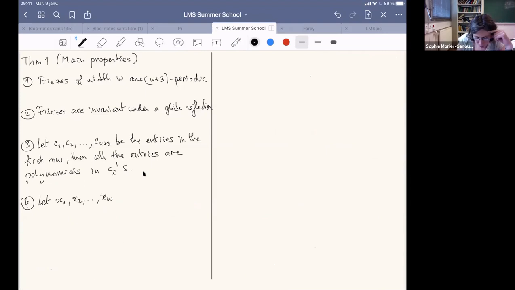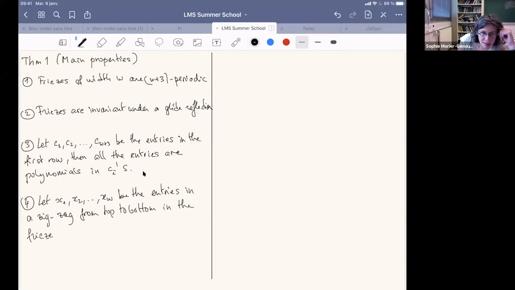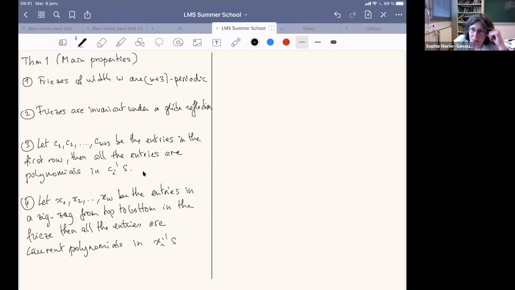So if I choose W values forming a zigzag in the frieze, from top to bottom, then all the entries can be expressed as Laurent polynomials. I will define this. And it's even better: I can also add the precision that the coefficients of these polynomials are positive integers.